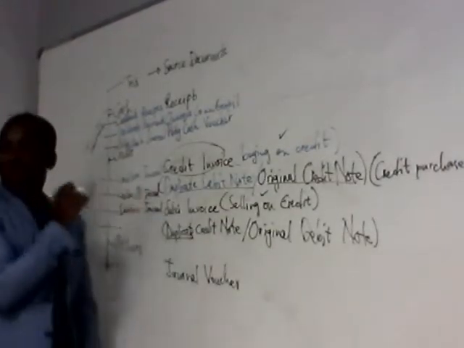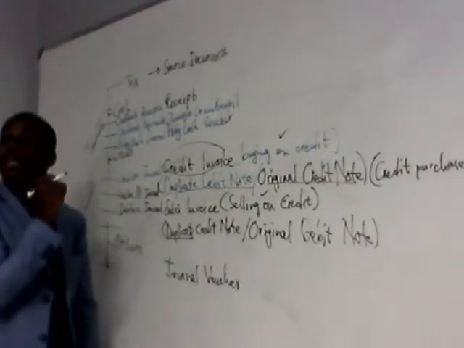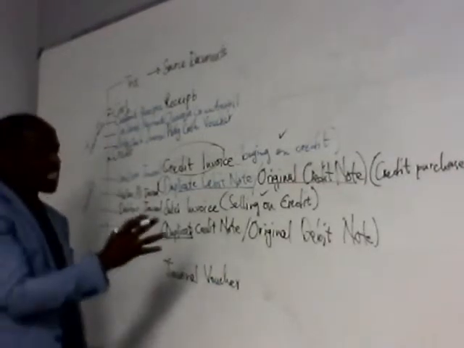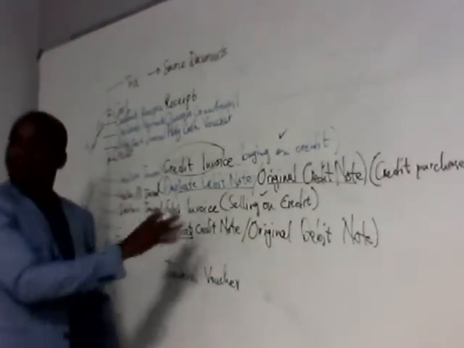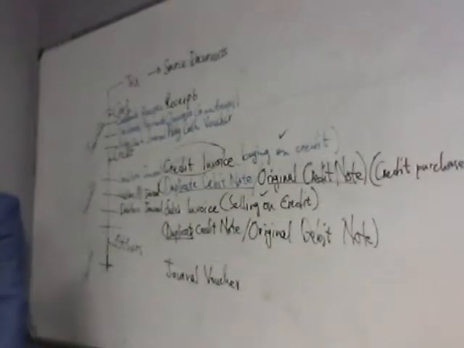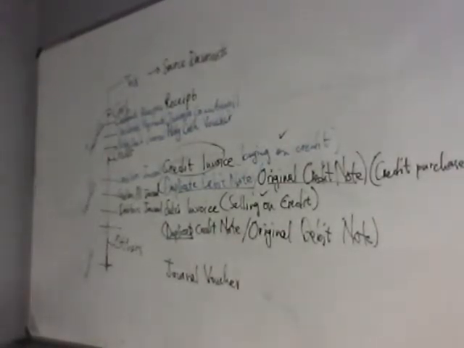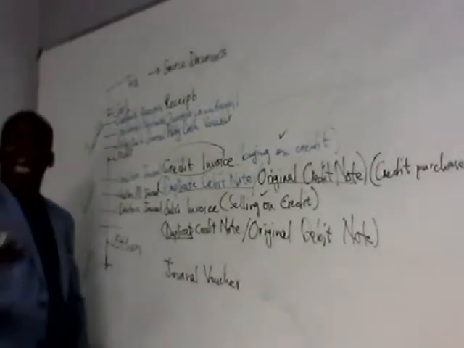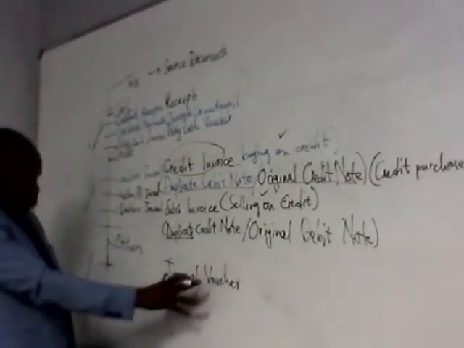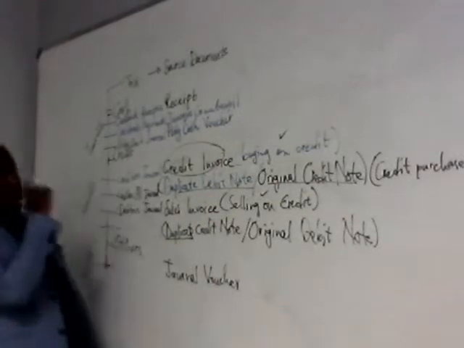Returns by debtors. When we wrote a sales invoice, we ran a risk that some of these things will be returned back. Some of these people are not going to pay. And I said that we were going to look at credit losses today. So we'll look into it. Those are what we call the other transactions. They are somewhere here.